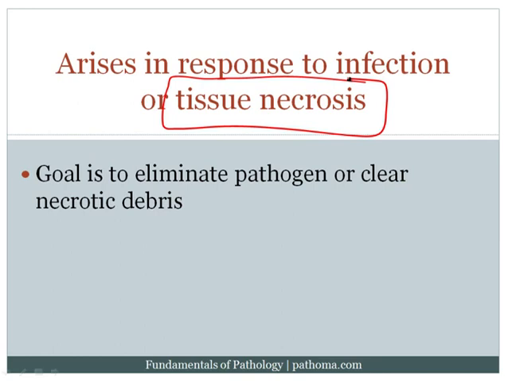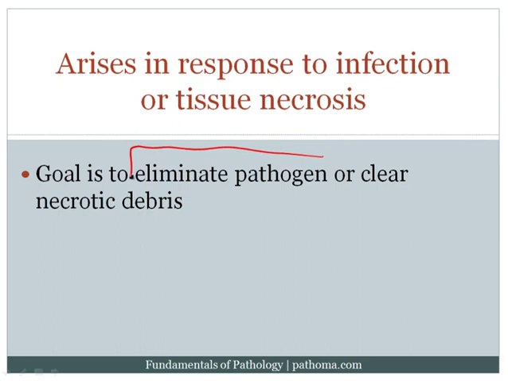What's the goal in each of these circumstances? Well, the goal in the case of infection would be to eliminate the pathogen. So the neutrophils come in, they consume. That's the way by which neutrophils kill. They eat and they eat and then they destroy that which they eat. So they consume and then destroy the pathogen.